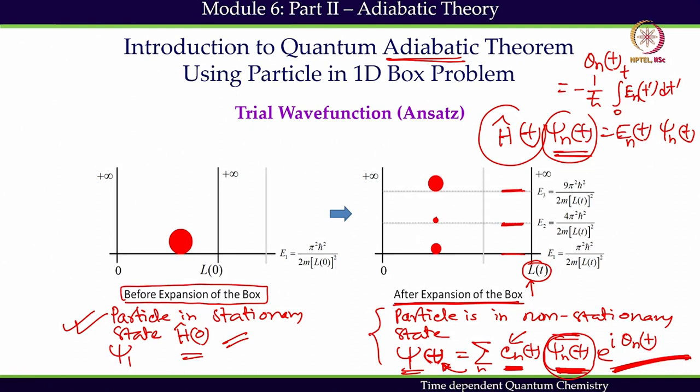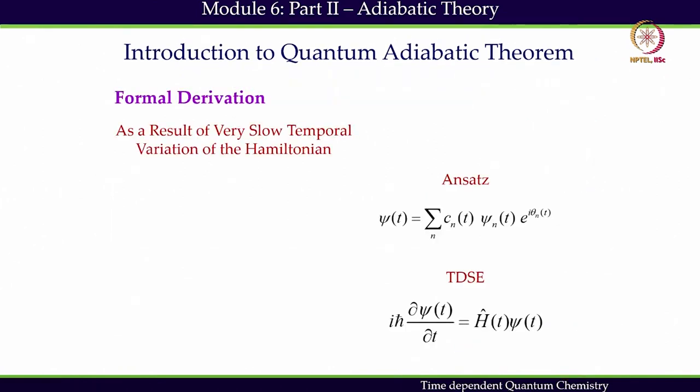So what we need to do now, as usual for any Schrödinger way of solving the problem, is to insert this into the TDSE to get the unknown C_n part, to find out the population of each state, how much each state is contributing to the non-stationary state of the particle. That is exactly what we are going to do right now.